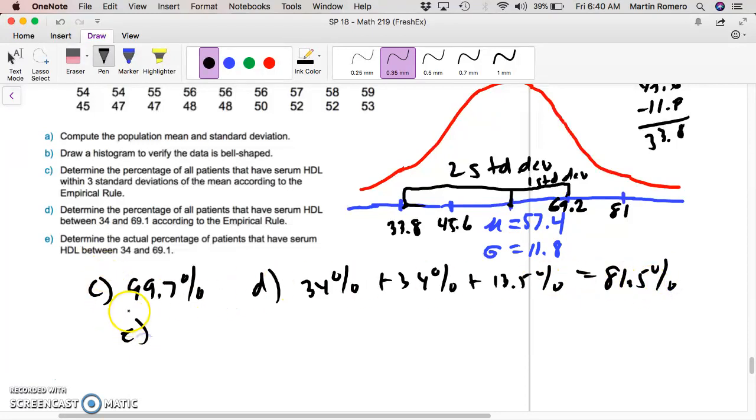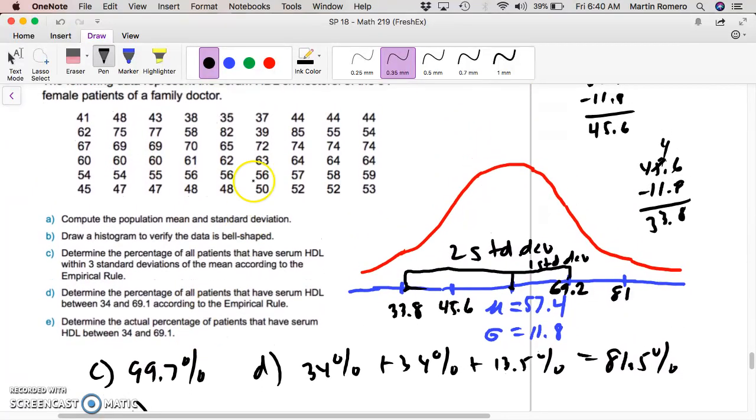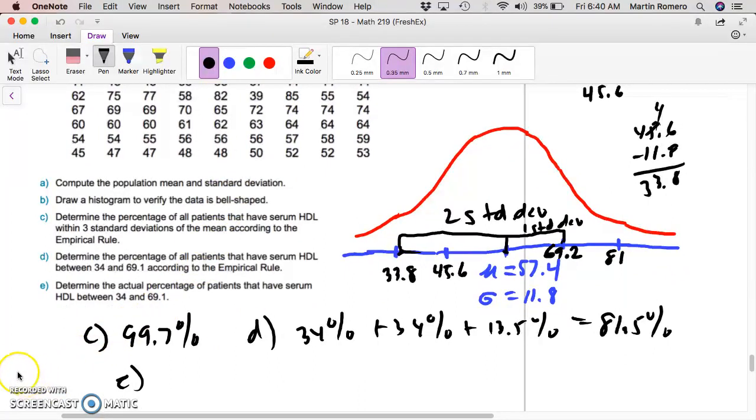Part E, I'm going to skip for now. You just actually have to count how many people fall between 34 and 69.1.